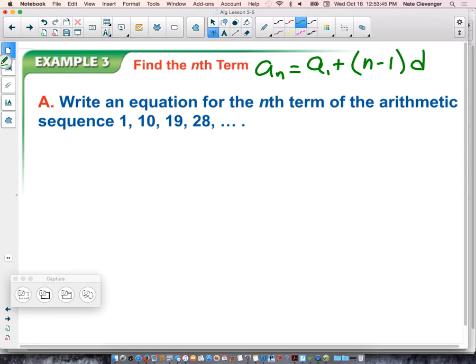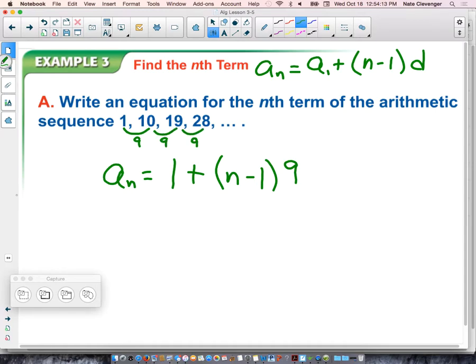So we're looking for the formula, so I'm going to have a_n. The value of my first term is 1, plus n minus 1, that's always there, times the common difference, which is 9. Everybody good with that? You came up with 9 just a little bit ago. The common difference is 9.